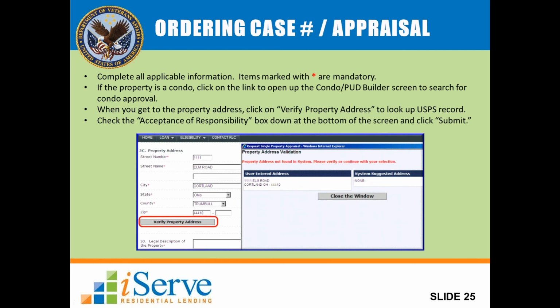If you click on that button, it's going to check that against USPS records to make sure that we have our address entered correctly. So you'll continue entering everything, and then once you get down to the bottom, you're going to see a little checkbox above the Submit button where it says Acceptance of Responsibility. And you basically have to click that box to sign your life away and get your case number.